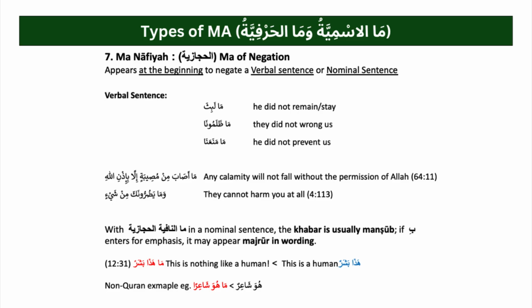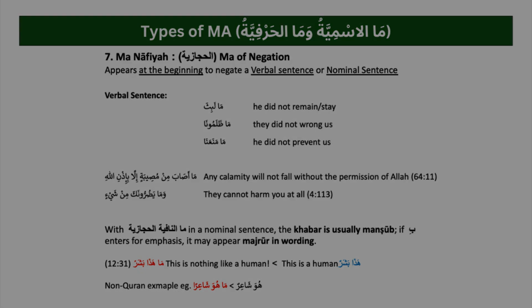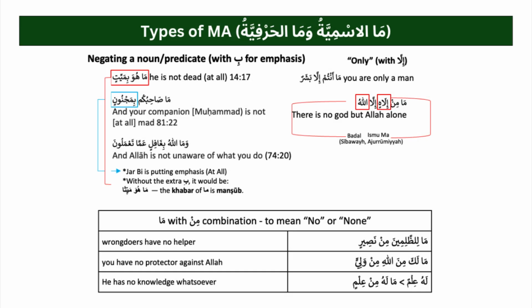In the ordinary nominal sentence, basharun is marfu, but when ma nafiya al-hijaziyya enters, the khabar becomes mansub, so we get basharan. Then the slide gives a non-Quranic example. Ma huwa shairan. He is not a poet. Again, the point is the same. The sentence is nominal, but ma enters and causes the khabar to become mansub. Now the slide adds another important subsection, negating a noun or predicate with ba for emphasis.